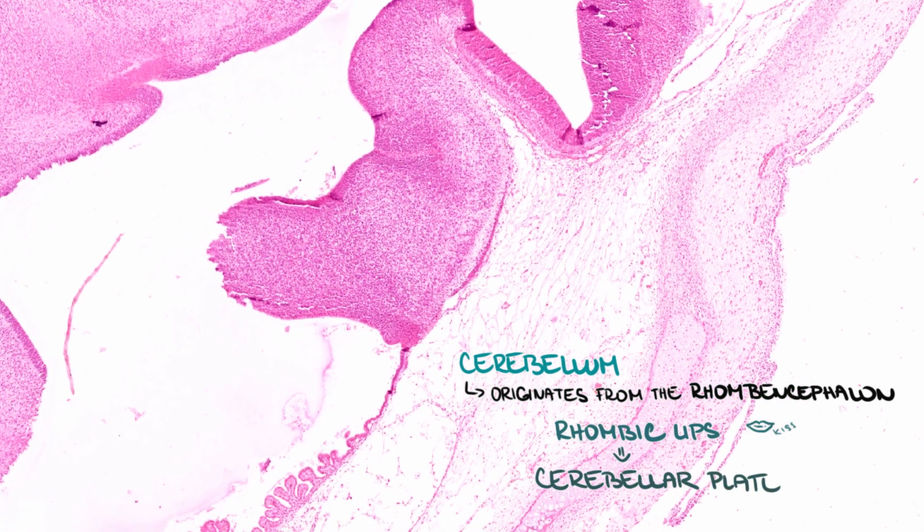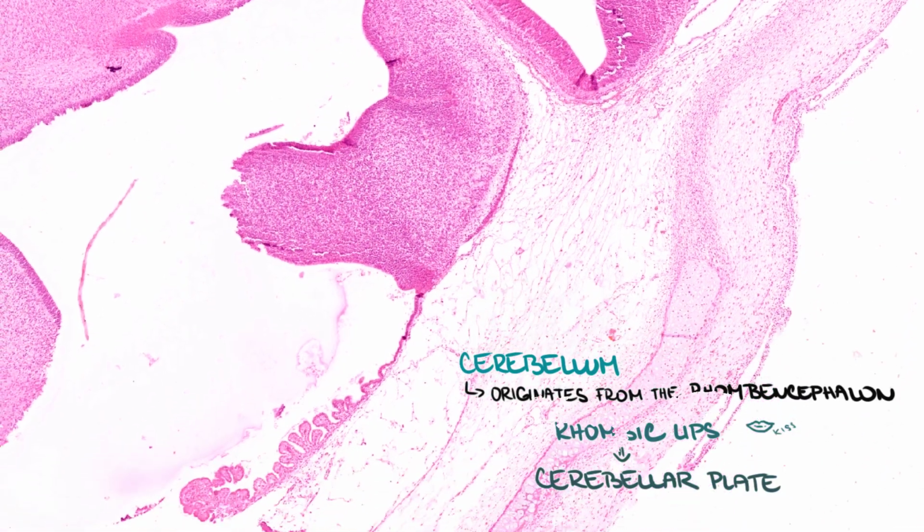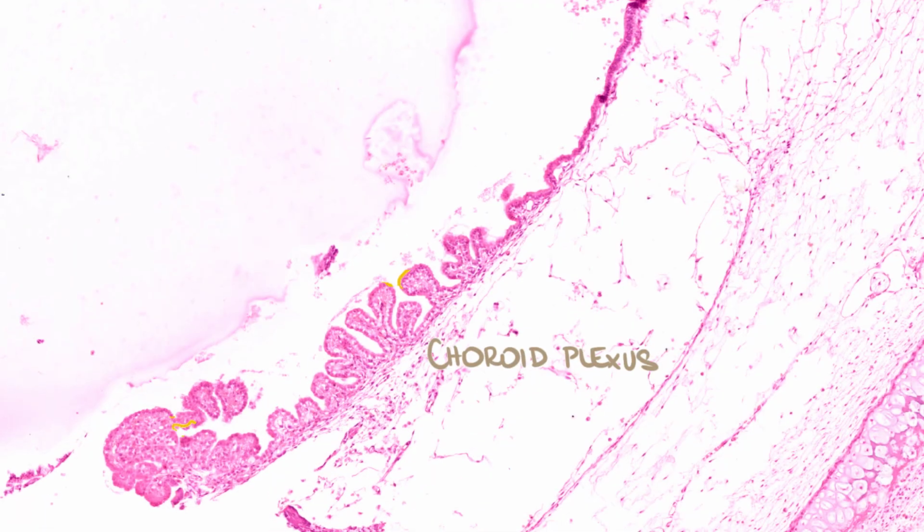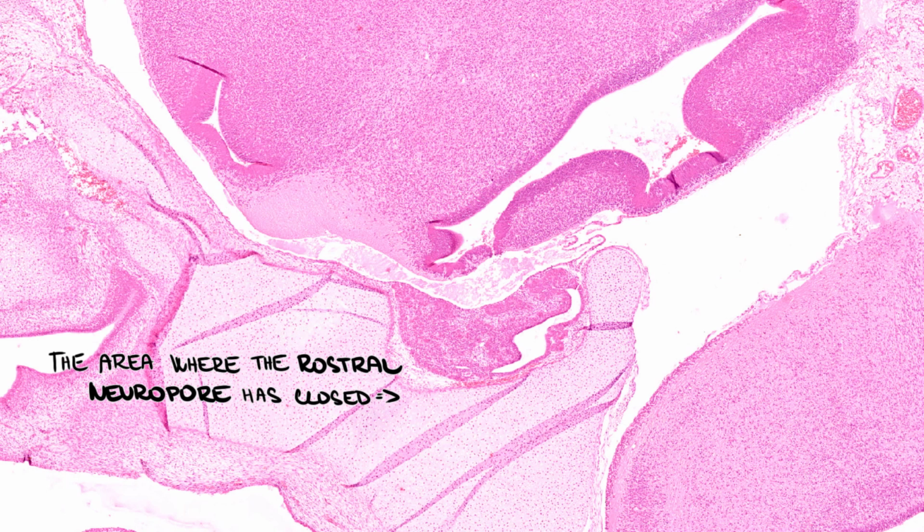The cerebellum originates from the rhombencephalon by joining of the so-called rhombic lips. They create a cerebellar plate, which we can observe here. There is also the choroid plexus, a structure producing cerebrospinal fluid. The area where the rostral neuropore has closed is represented by the terminal lamina, lamina terminalis.